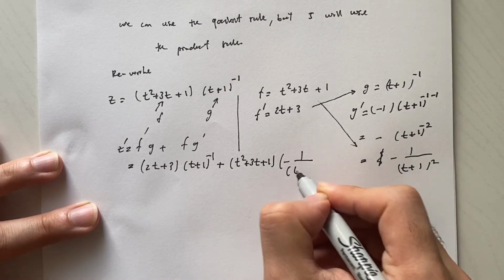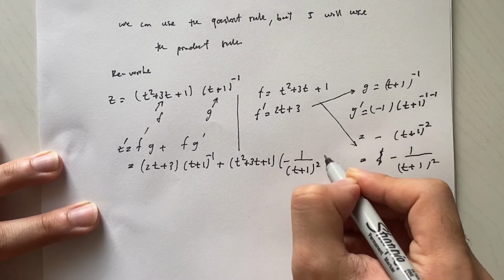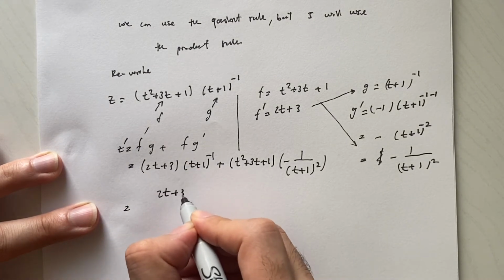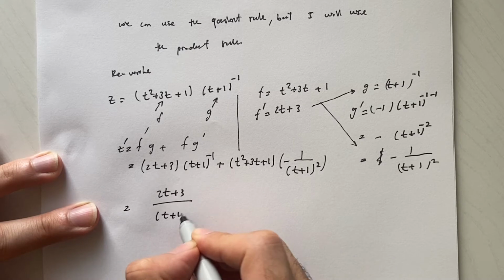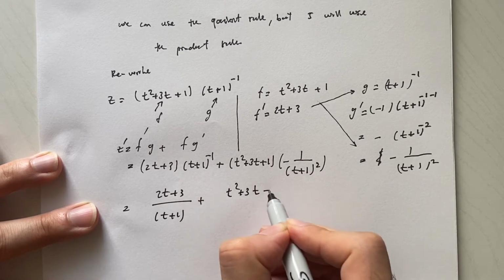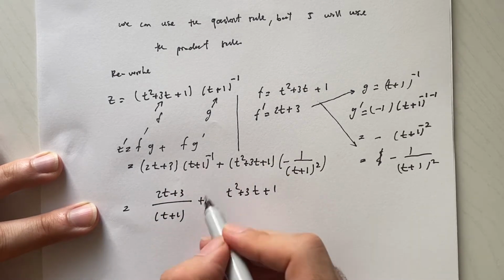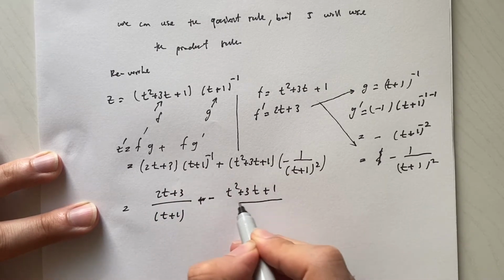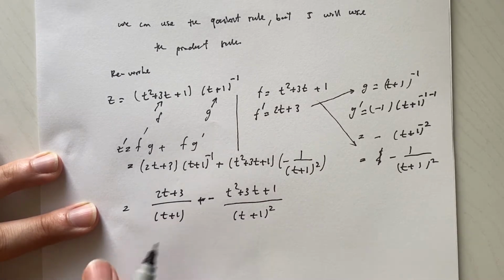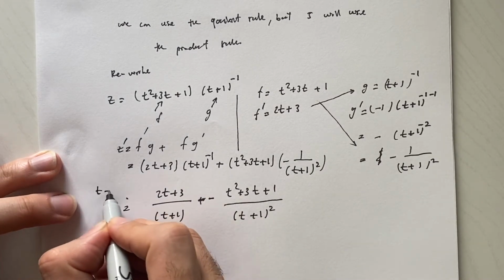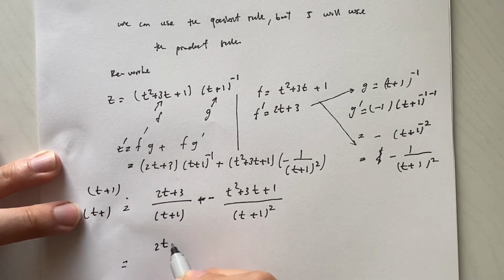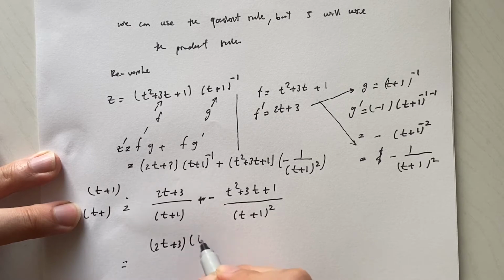I'm just plugging the values of these functions into the z prime, and now I'm gonna take t plus 1, the -1, and put that into the denominator. And then notice that we have a negative sign, so we'll bring that in front, and we'll have t plus 1 all squared. Now I want to find a common denominator, so what I'm gonna do is multiply the first fraction by t plus 1.